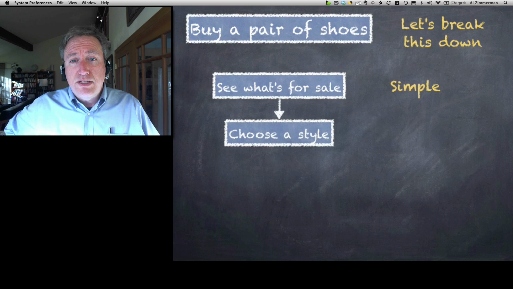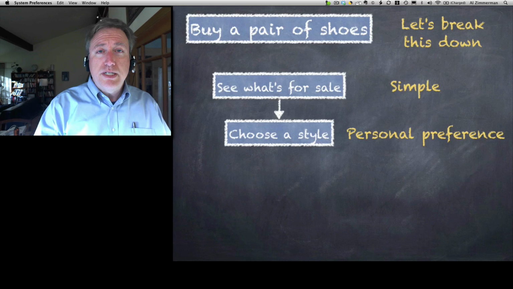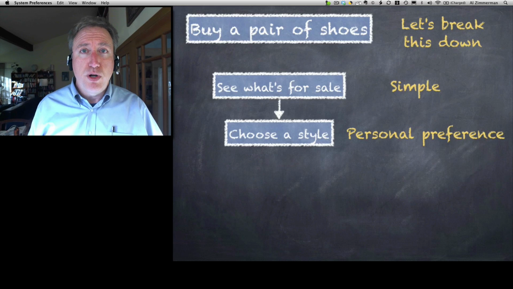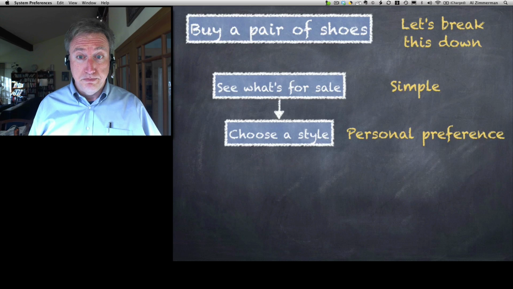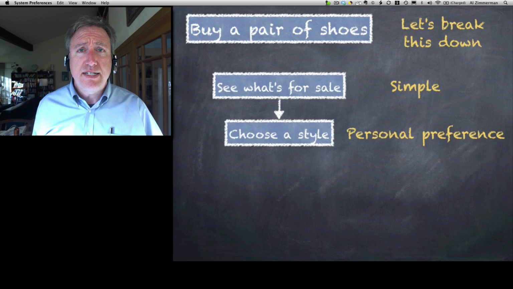The next step is choose a style that's appropriate to what you want. Presumably a princess knows what princess shoes look like. A trained combat paratrooper knows what kind of boots she needs. So I'm going to leave it at that level of detail. Pick out a style that you want.